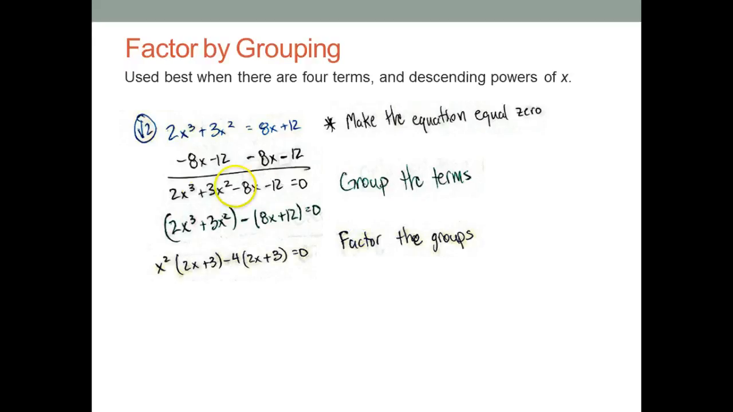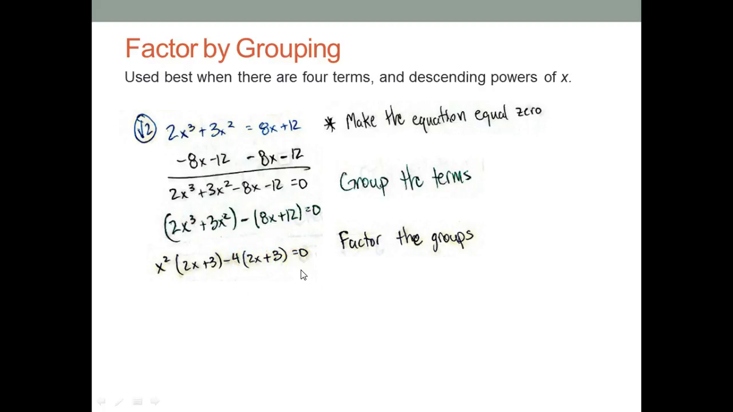I'm going to factor those groups out, and that's the whole reason that I group them. In this first term I can factor out an x squared, is what you see happened. X squared factored out of the first binomial term leaves me with 2x plus 3. And if I look at 8x plus 12, I can factor 4 out. 4 is a factor of both of these numbers. It's a factor of 8 and a factor of 12. And that leaves me with 2x plus 3.